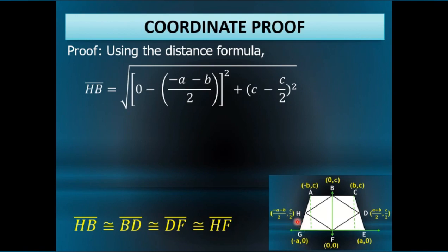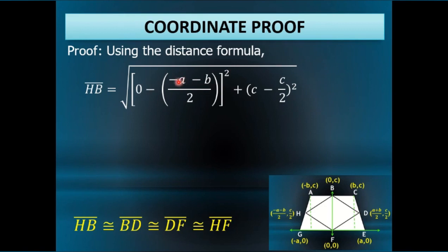So the distance between point H and point B. So we have here 0, x sub 2, minus the x sub 1, that is negative a minus b over 2 squared plus c minus c over 2 squared. So in this case, we simplify first the terms in this grouping symbol. So we have negative times negative is positive a, negative times negative b is positive b. So we have here a plus b over 2 squared. So we have the square of the binomial.